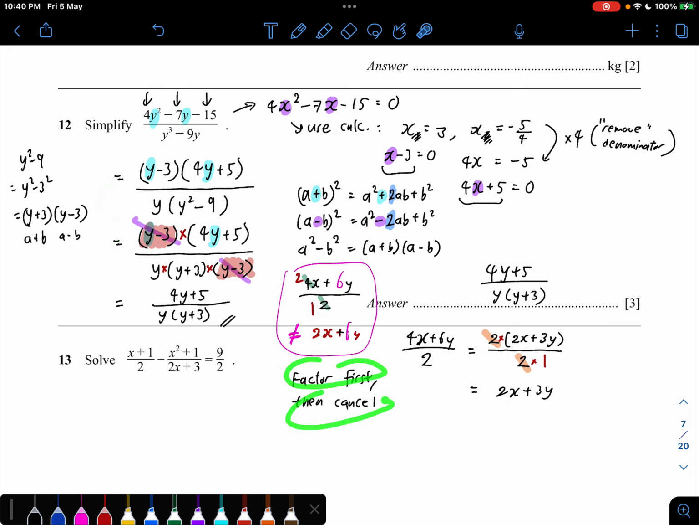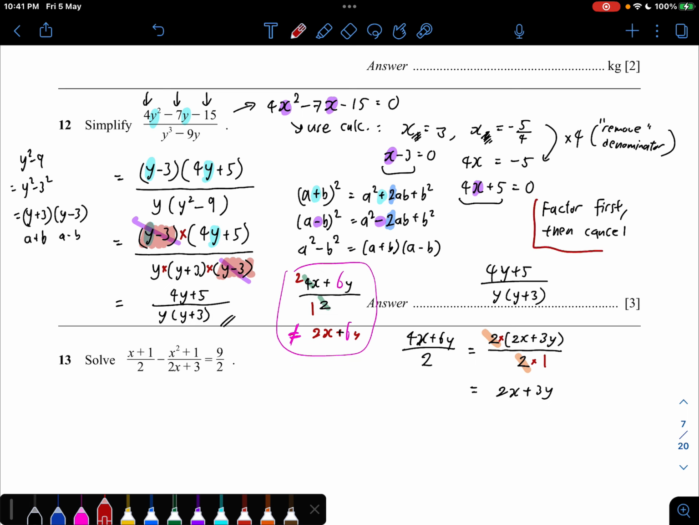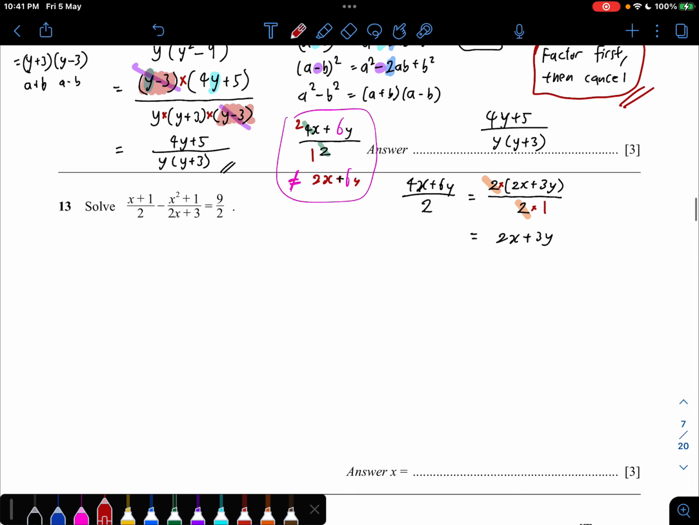Factor first, then cancel. Yeah, that's the main point you need to remember for exams. Even if you don't understand what's going on, just remember this: factor first, then you cancel. Okay, moving on. Next, question 13.